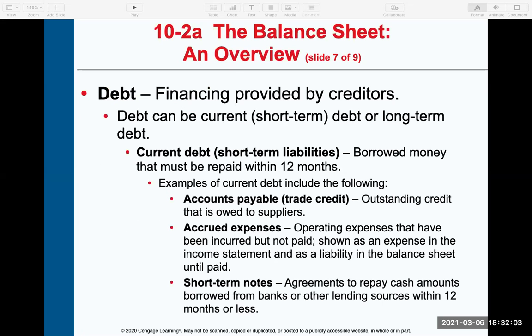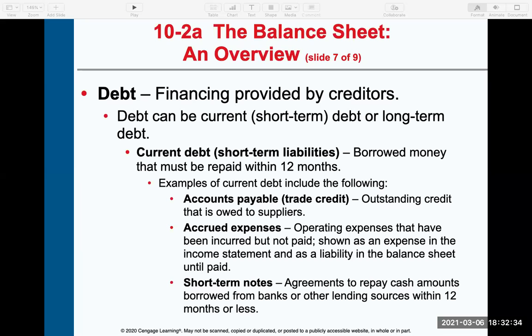Okay, so when we're talking about the debt, it is categorized in current debt or short-term debts and long-term debts. So current debts are the debt that we owe, that needs to be repaid within 12 months. So this is accounts payable, which is any outstanding credit that is owed. So if we owe money, if we have a line of credit with someone else, suppliers, manufacturers, whomever it is, which is the exact opposite of accounts receivable, which is money that is owed to us.